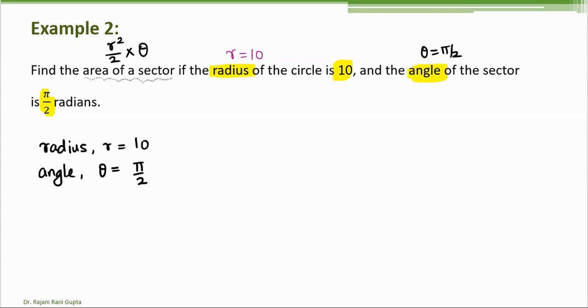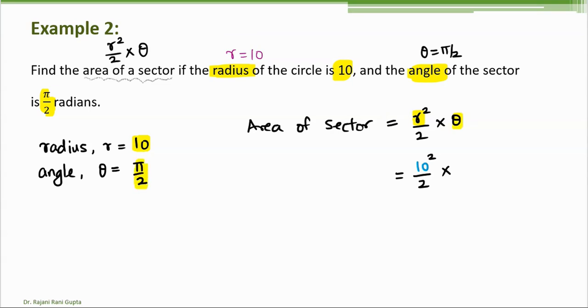So the area of sector, let's write down the rule first: R square over 2 times theta. Now in place of R, put 10. So you get 10 power 2, and over 2 remains the same, times, in place of theta, pi by 2.